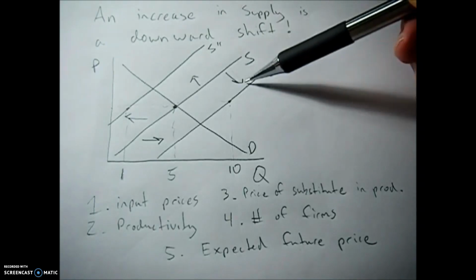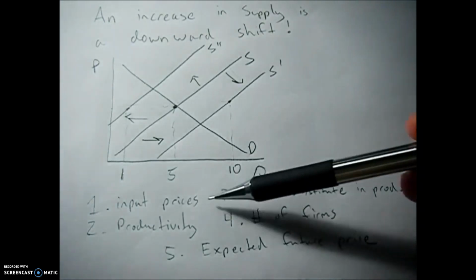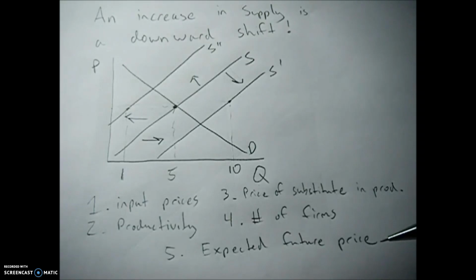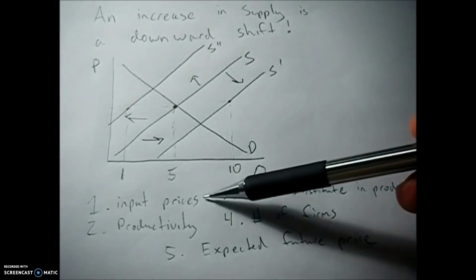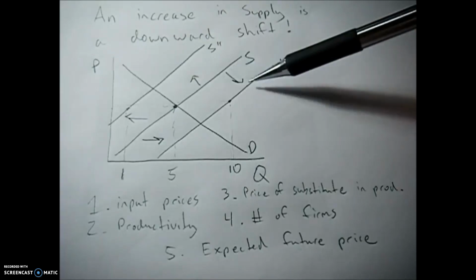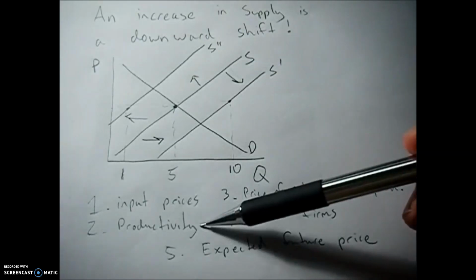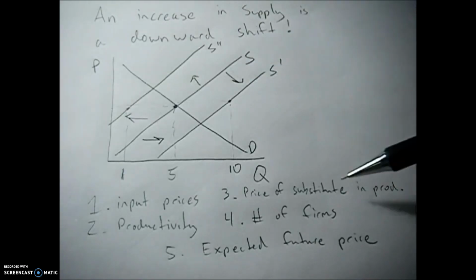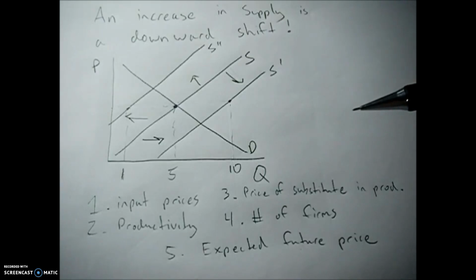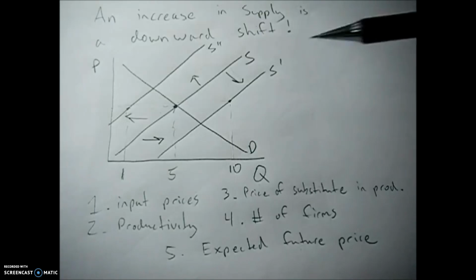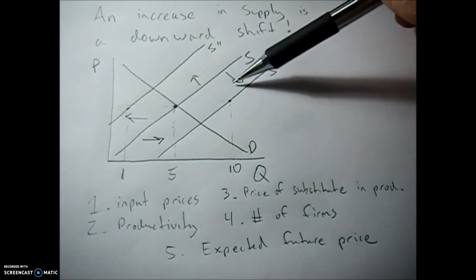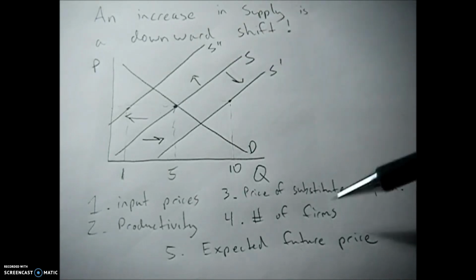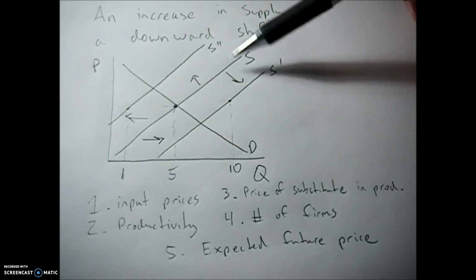So contrast an increase in supply with a change in one of the determinants of supply. So input prices could go down, causing an increase in supply. Productivity or technology could go up, an increase in supply. The price of a substitute could change. So if the price of the substitute goes down, that would increase supply. The number of firms could increase, which would increase supply.